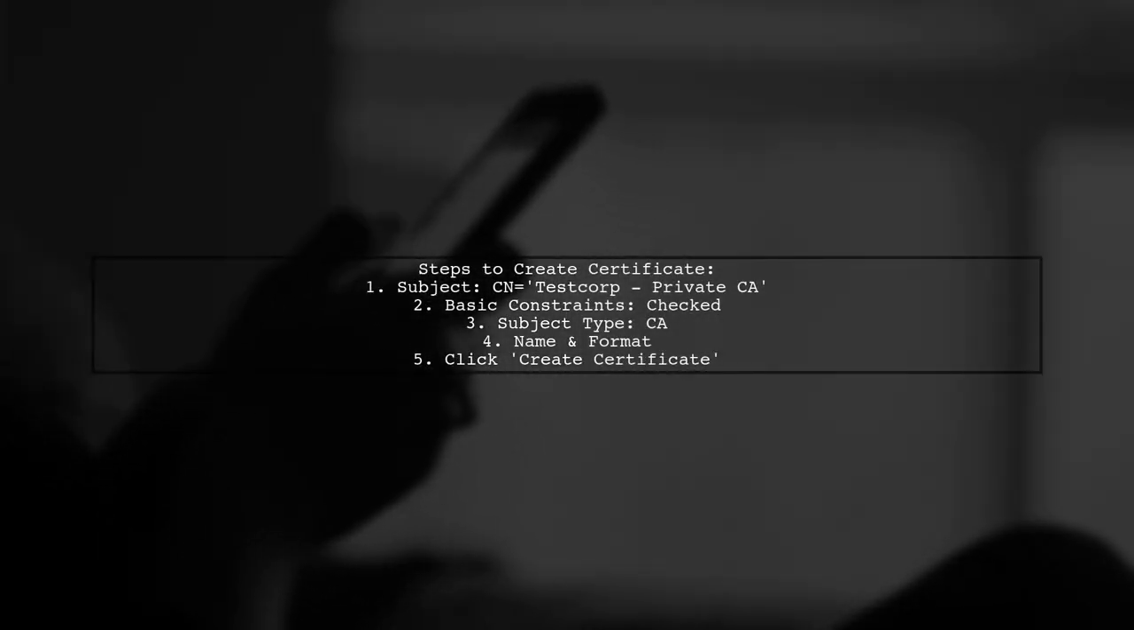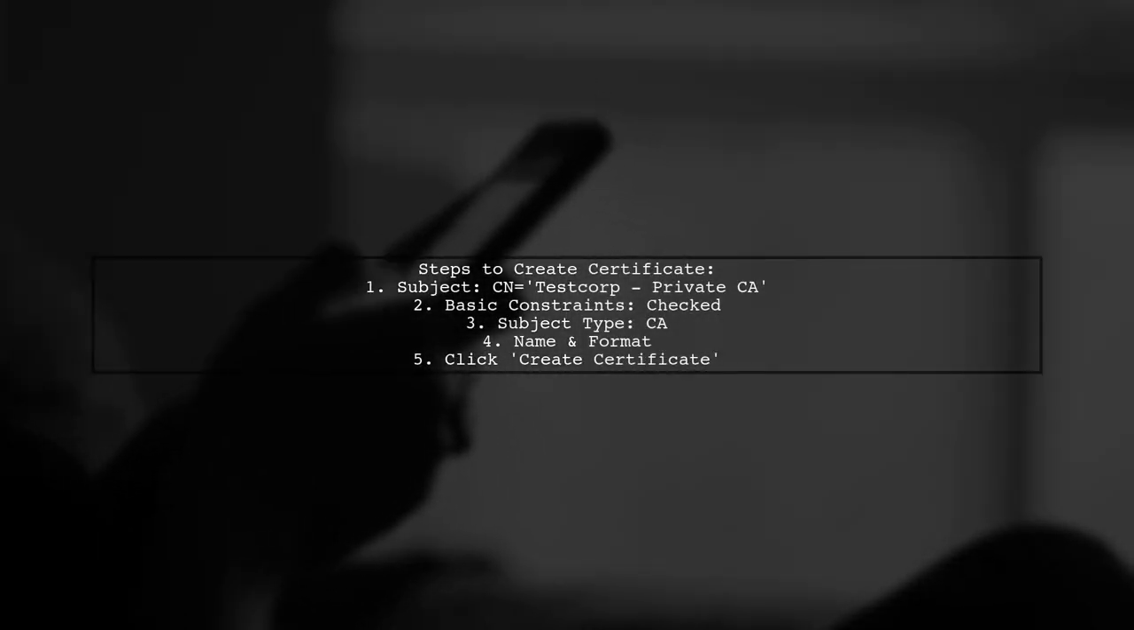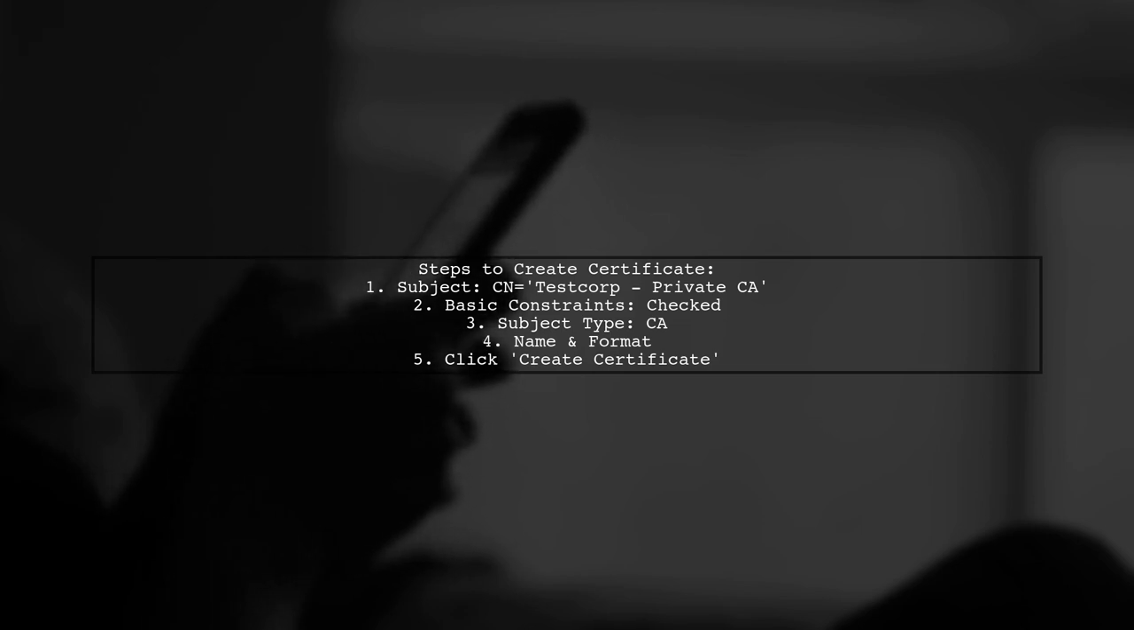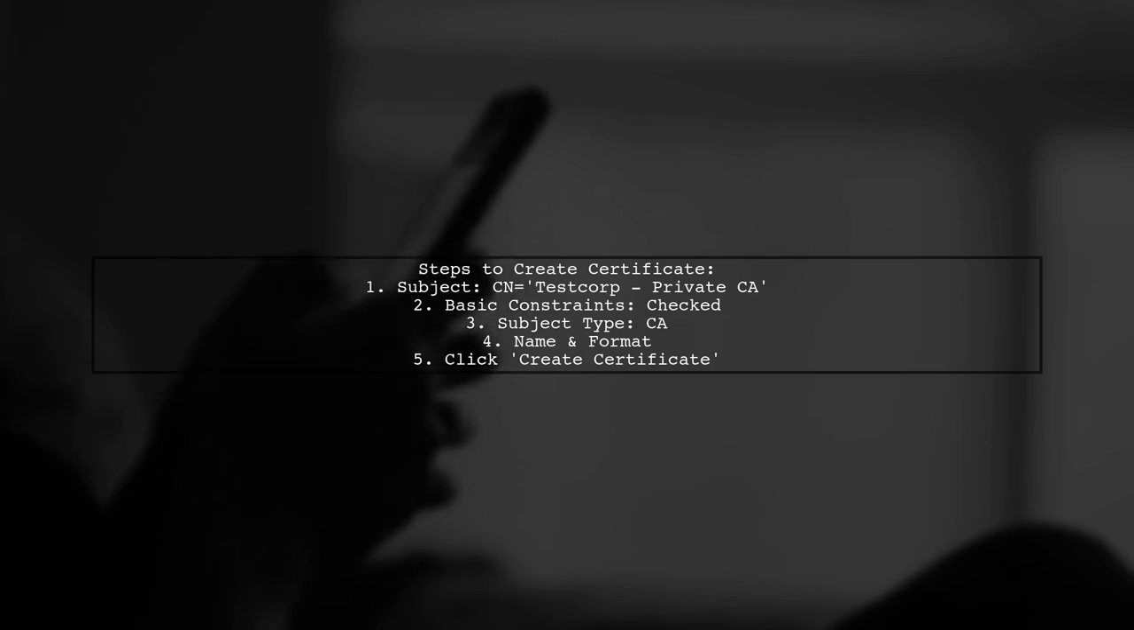For encoding, set the subject to CN equals Test Corp Private CA, check basic constraints, and set the subject type to CA. Then give your file a name, choose a format, and click Create Certificate.